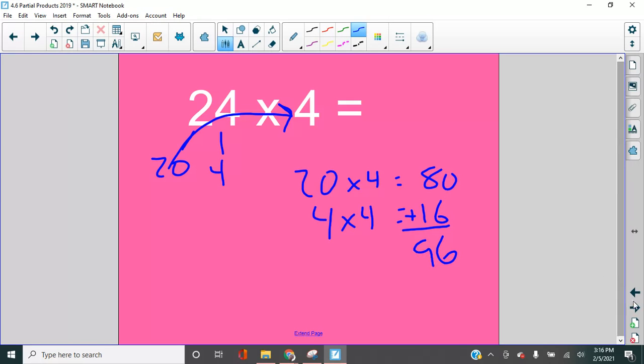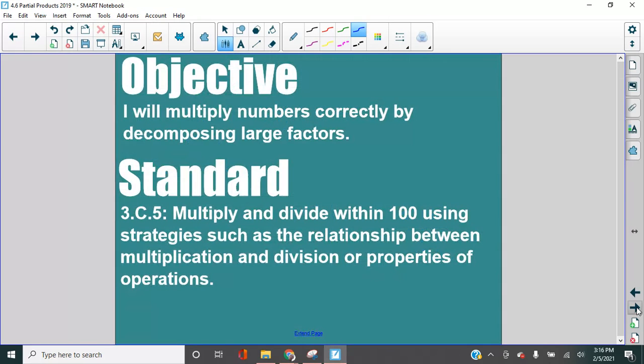All right, that's what we're working on today, third graders, being able to multiply correctly by decomposing large factors. Okay, you'll have some problems over on Canvas for you to be able to do. These are all going to need to be written down on a piece of paper. These are not in your head problems, right? These are not mental math problems. We do have some of those sometimes, but not these.